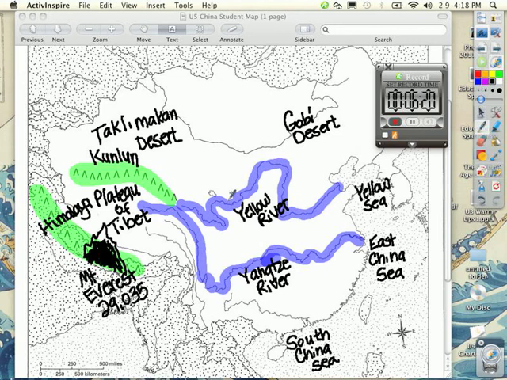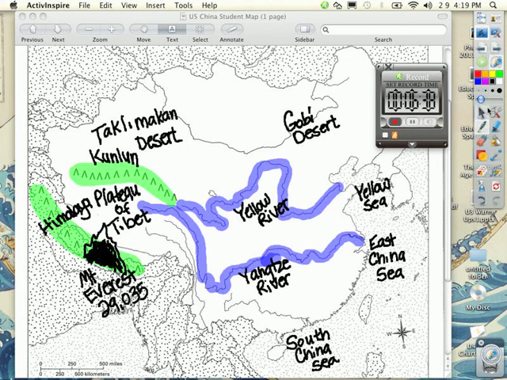When we're done familiarizing ourselves with this map, we're actually going to make topographic maps because the elevation in China is extreme. It goes from sea level, so actually below sea level right here on the coast, all the way up to over 20,000 feet up in the mountains.